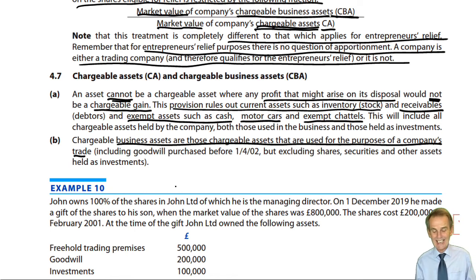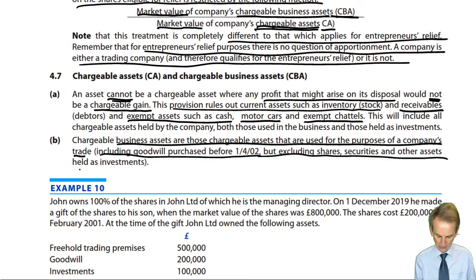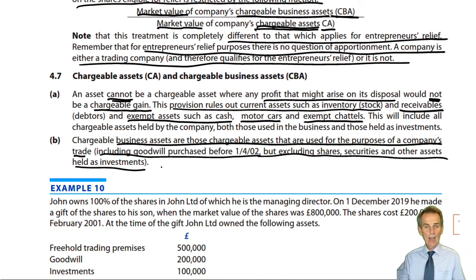Now, we've already said there that we'd be dealing with stuff like plant and machinery, of course, if it is not covered by the £6,000 chattel exemption. Properties used within the trade is a fairly obvious chargeable business asset. It would also include, it's not likely to be tested, goodwill purchased before the 1st of April 2002, but it would exclude shares, securities and other assets held as investments. They are chargeable assets, but they're not chargeable business assets.